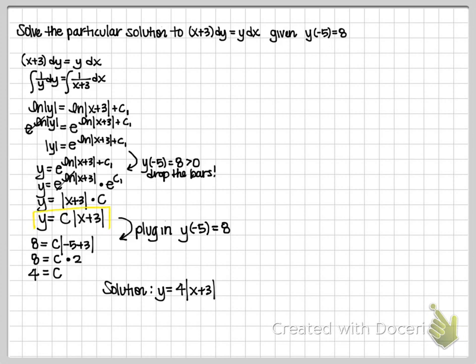down to the stage where I've got y is equal to big C absolute value of x plus 3. Notice that off to the side I explained why I'm dropping the bars, because it's a positive value, but it doesn't drop the bars on the exponent, on the x plus 3. It's simply the y portion of it.